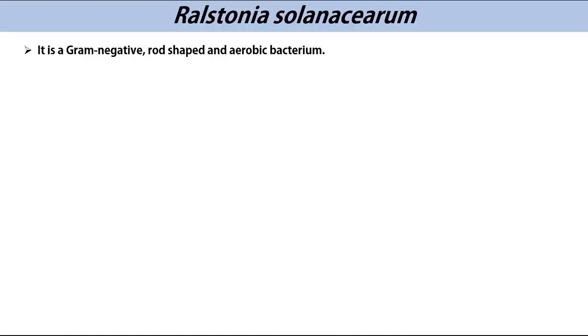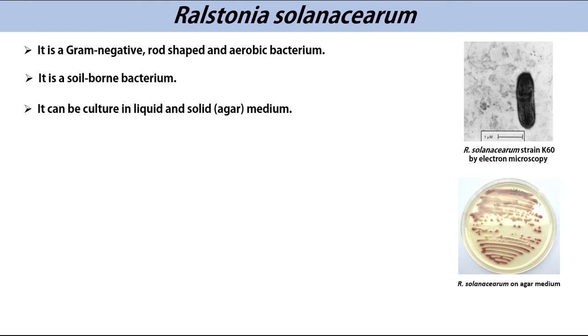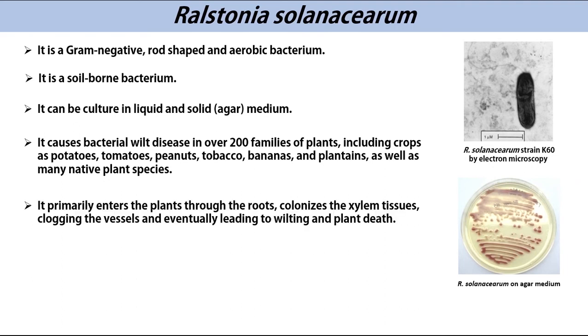It is a gram-negative, rod-shaped anaerobic bacterium. It is a soil-borne bacterium. It can be cultured in liquid and solid agar medium. It causes bacterial wilt disease in over 200 families of plants, including crops such as potatoes, tomatoes, peanuts, tobacco, bananas, and plantains, as well as many native plant species.